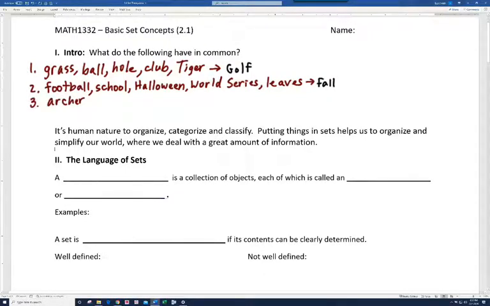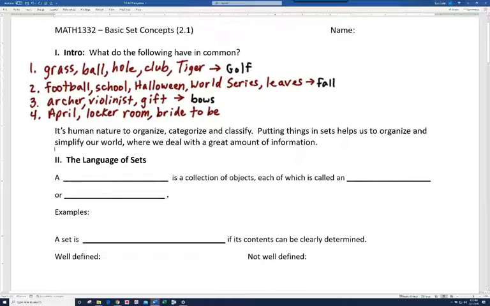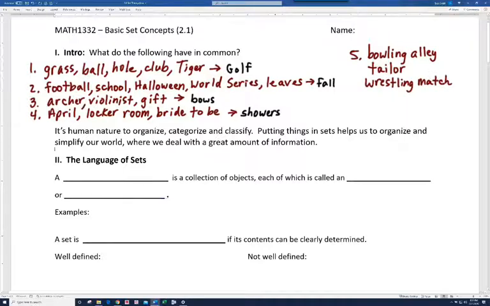Number three, archer, violinist, gift. Now this one's a little tougher. These are all things associated with bows. Number four, April, locker room, bride-to-be. These are all things associated with showers. All right, last one. This is another tough one. Bowling alley, tailor, wrestling match. What was I trying to get you to say? Pins.